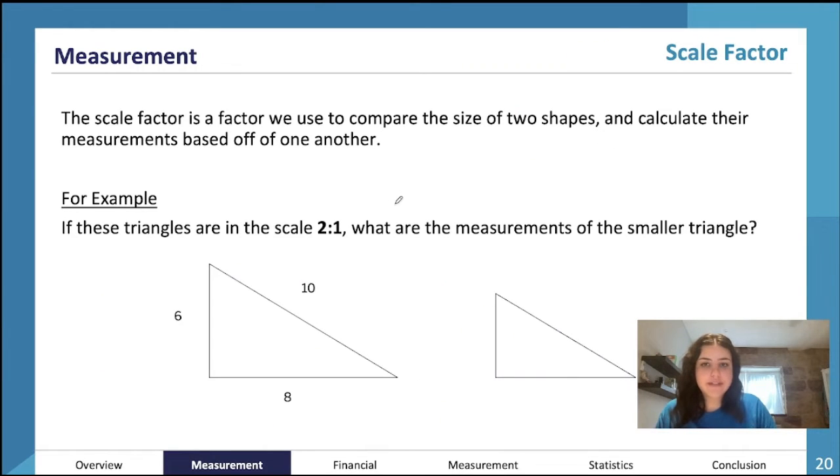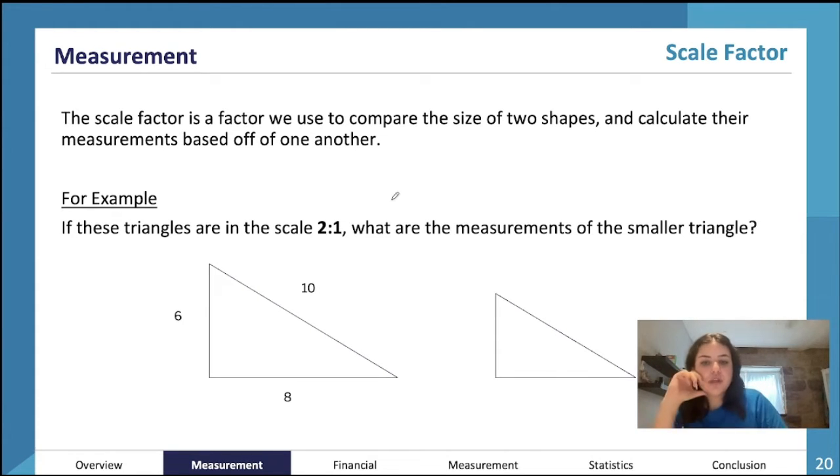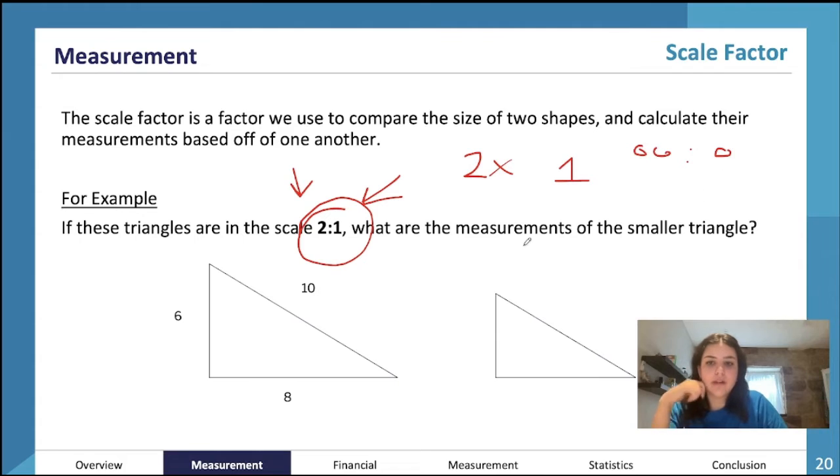Okay, scale factor. So scale factor is a factor that we use to compare the size of two different shapes. So this is more of a real life application of a principle of mathematics. So for example, if these triangles are in the scale 2:1, what are the measurements of the smaller triangle? So scales are read in what we call ratios. So this part is something to this part. It's saying that the first part is 2 times bigger than the second part. So if this is 2 circles, the second part would be 1 circle.